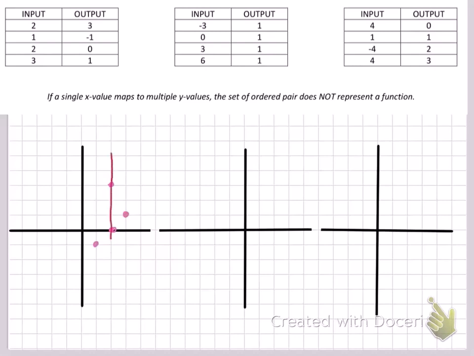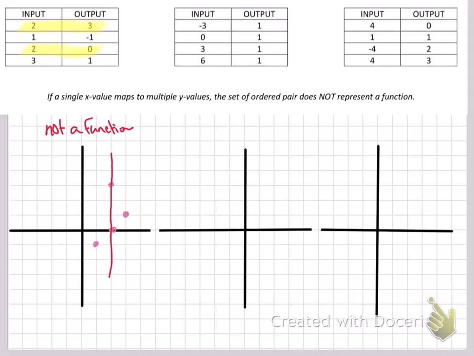Notice that these 2 points, the points 2, 3 and 2, 0, cause us to violate the vertical line test. So again, if the tables of values confuse you, you can simply graph the ordered pairs and then perform the vertical line test. So just as we said before when we were looking at this numerically, this is not a function.